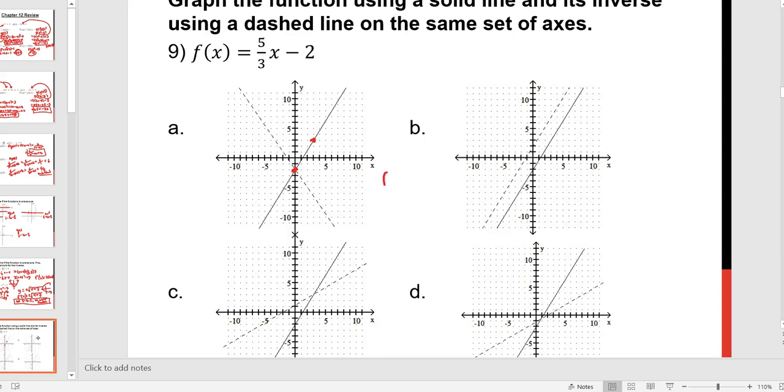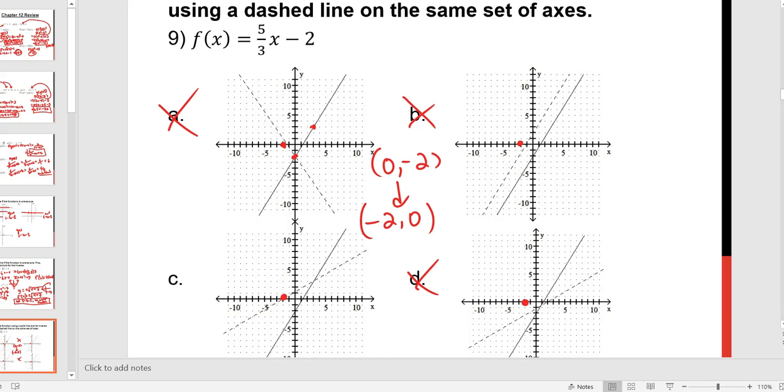0, negative 2. If I switch them, it becomes negative 2, 0. Does this one cross at negative 2, 0? Does not. It's not my answer. Does this one cross at negative 2, 0? It does. I'm okay with that one. Does this one cross at negative 2, 0? Does not. Does this one cross at negative 2, 0? Does not. I'm thinking the answer is C.